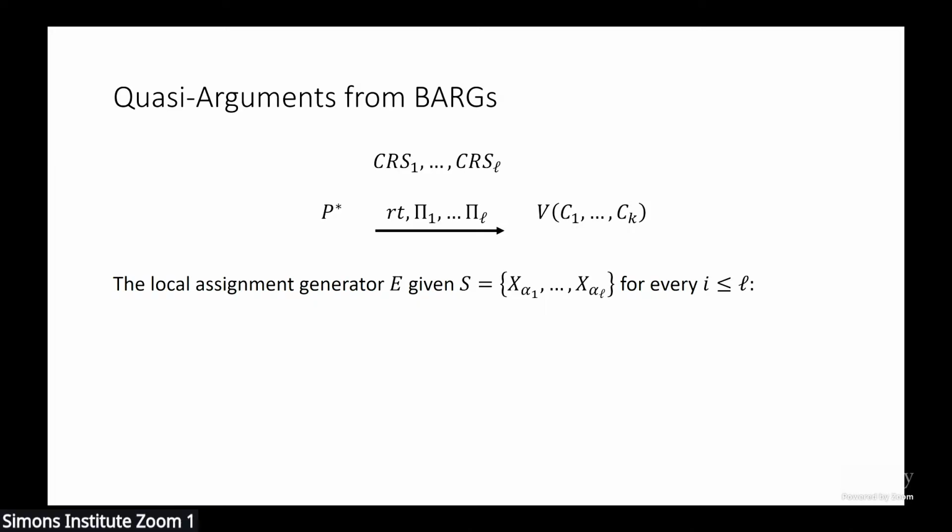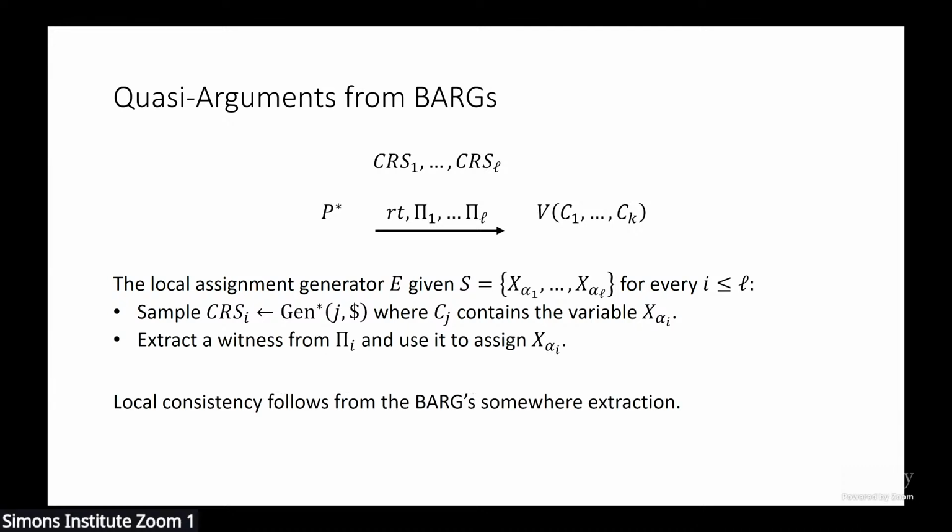The idea is that if you want to extract on a set S of variables, just program each of your CRSs on a clause that contains these variables, and then extract the values of the assignment just for these variables from each one of these proofs. Very roughly, we can prove local consistency of this assignment generator based on the somewhere extraction of the BARG, and based on the CRS indistinguishability of the BARG and the fact that all these CRSs are independent of each other, we can get non-signaling.